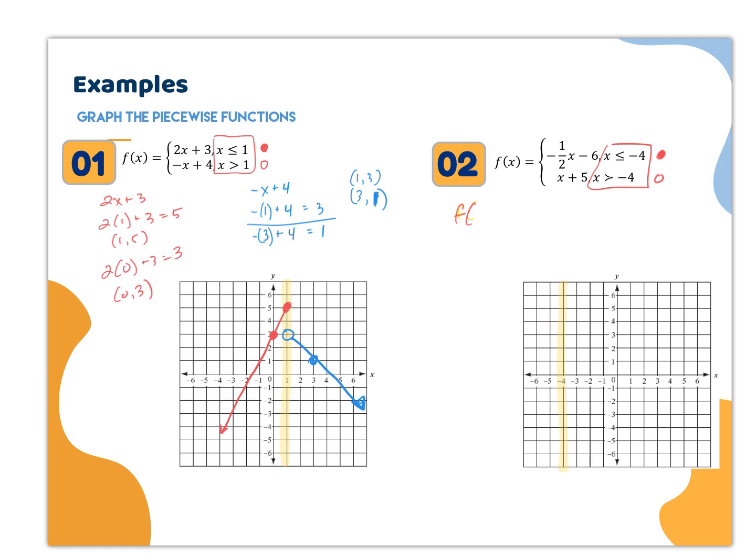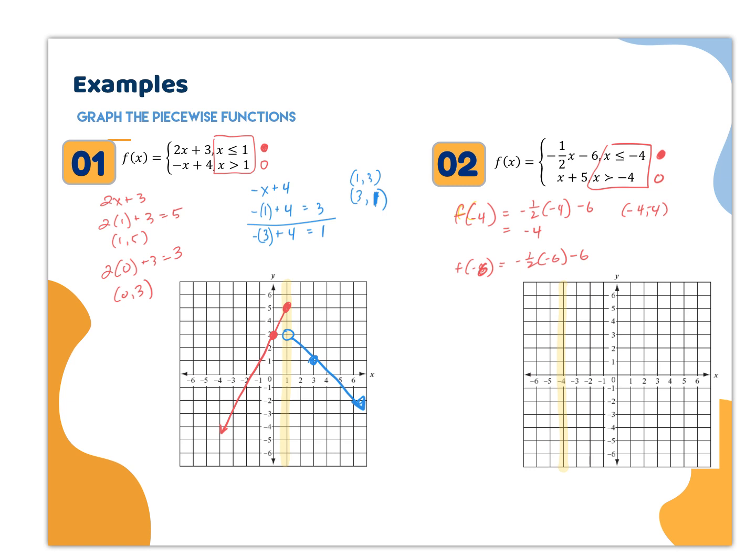Again, let's say x is less than or equal to negative 4. So if x is negative 4, f of x is negative a half times negative 4 minus 6, and that's going to equal positive 2 minus 6, which is negative 4. So if x is negative 4, y is negative 4. I'll do one other point, again less than or equal to negative 4, so let's do negative 6. So negative a half times negative 6 minus 6.